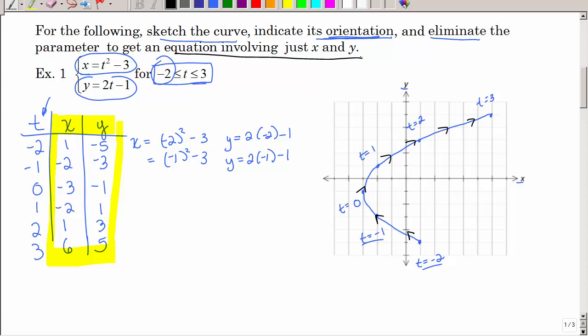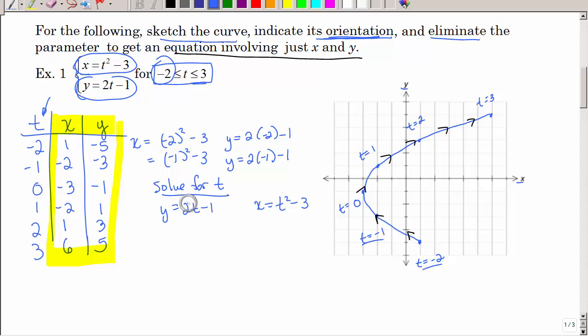How can I do that? Well, we're just going to use substitution. So let's look at those two equations and solve for t in one of them and substitute it back into the other. Well, if I take y equals 2t minus 1, I think that'll be a lot easier to solve for t than this one, because here, in order to solve for t, I'd have to take a plus or minus square root. That just is ugly.